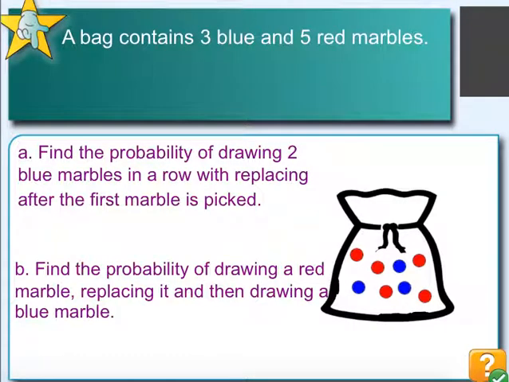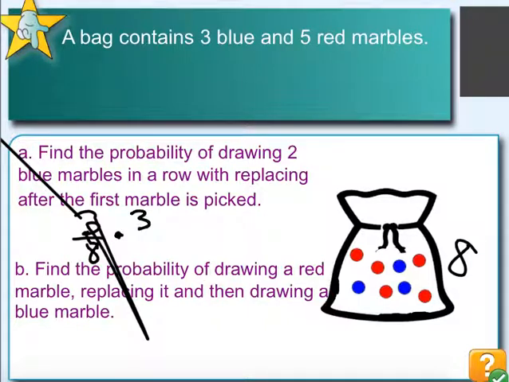And we can do that again with this one. We have drawing 2 blue marbles and replacing after the first marble is picked, and drawing a red marble, then getting a blue marble. Both of these are independent probability. So we say, all right, there are 8 marbles in the bag, and the probability of getting a blue on the first draw is 3 out of 8. Well, we put the marble back in, so for the second blue marble, we still have a probability of 3 out of 8, so we have 9 out of 64.